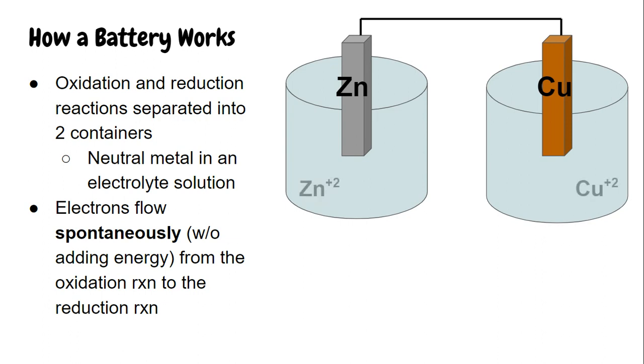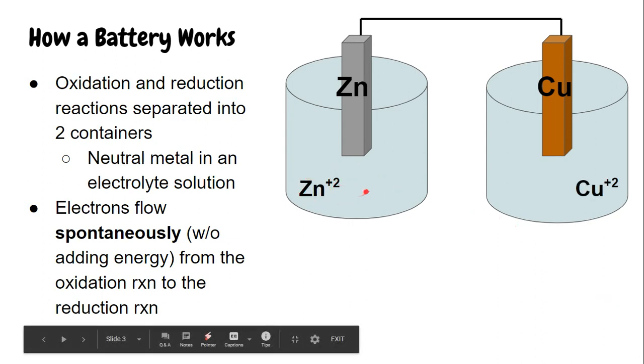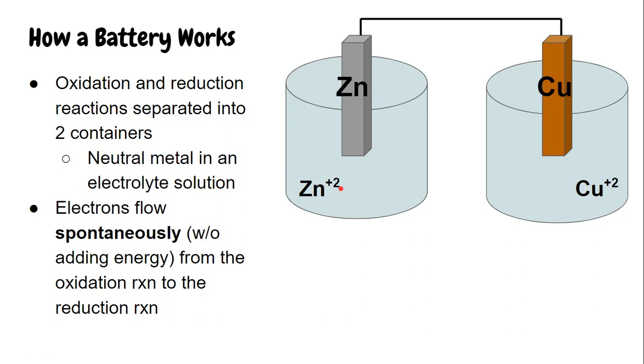But in those electrolyte solutions, you're going to have ions, because that's the definition of an electrolyte. And there's going to be a redox reaction that takes place that will cause electrons to spontaneously flow from the oxidation reaction to the reduction reaction. So let's break this down so you can see how this works.